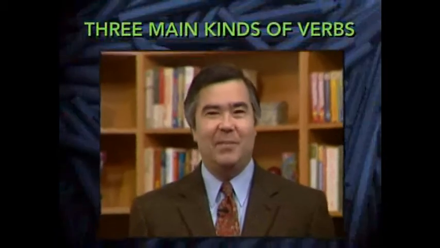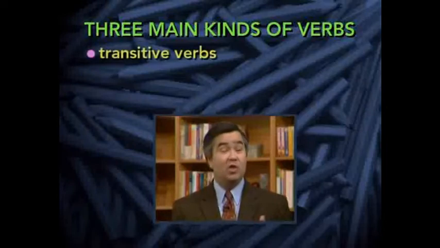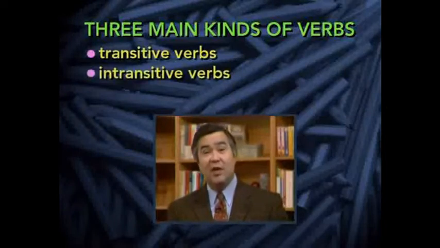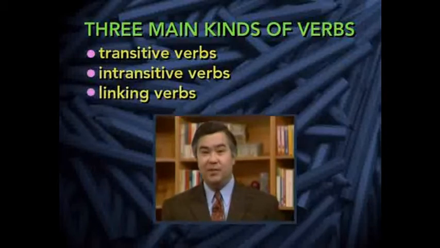Before we can talk directly about sentence complements, we need to talk about three kinds of verbs in English. As you'll see, each of these three kinds of verbs is related to a particular type of sentence complement. The three main kinds of verbs in English are transitive verbs, intransitive verbs, and linking verbs. Let's take a look at each.